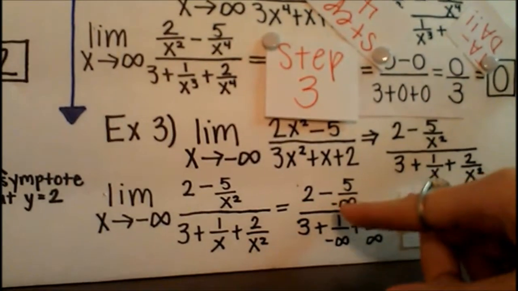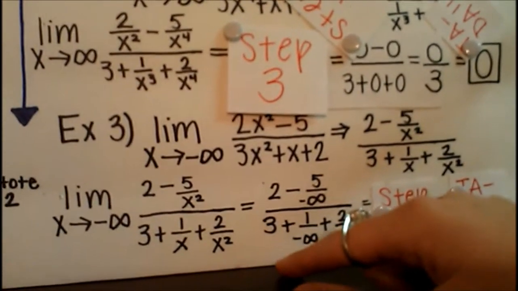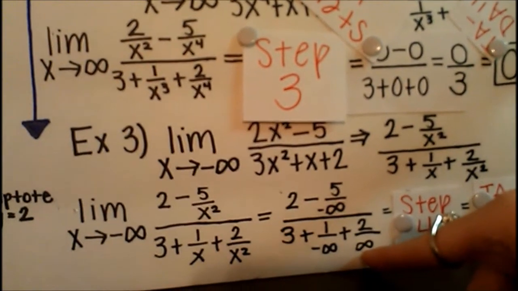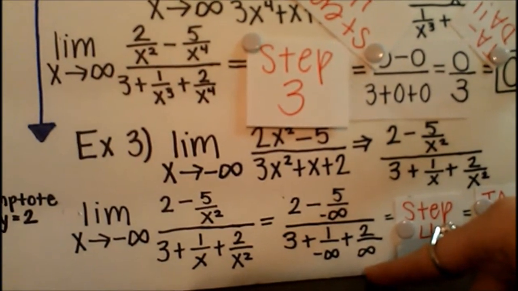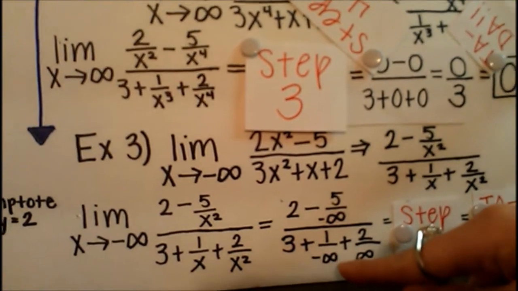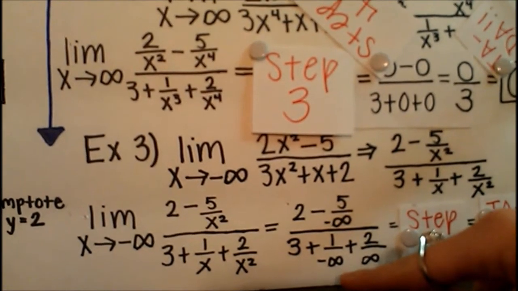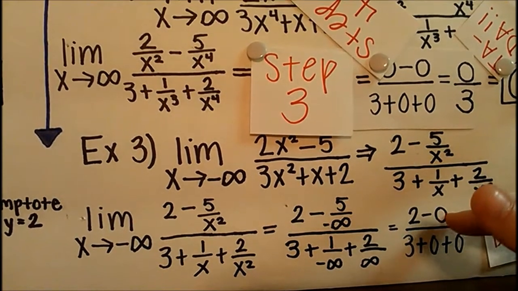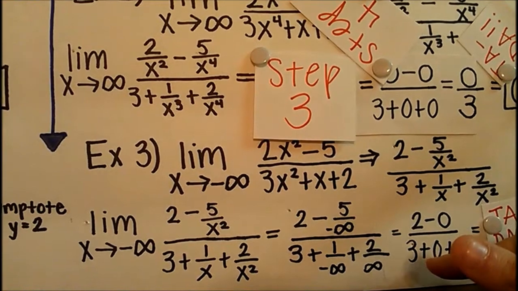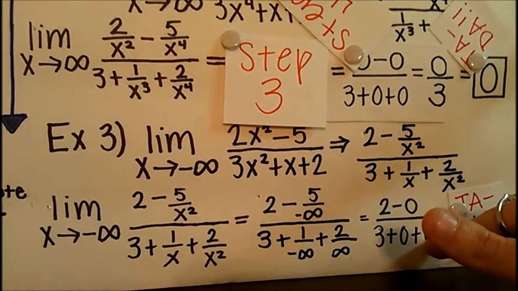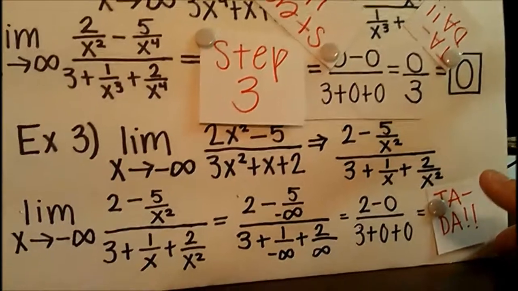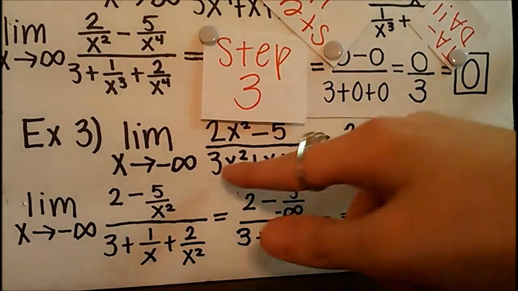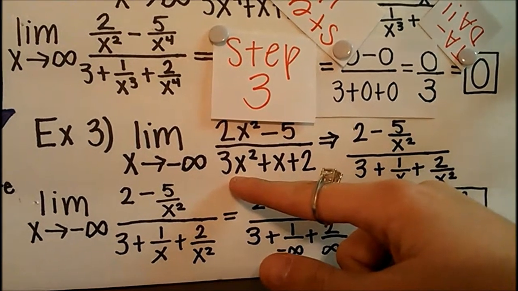So 2 minus 5 over negative infinity over 3 plus 1 over negative infinity plus 2 over infinity. Now, as I've already told y'all, any number over infinity is equal to 0. Now, this is going to end up being 2 minus 0 over 3 plus 0 plus 0, which leads me to my ta-da, which is 2/3, which is what I told y'all in the beginning.